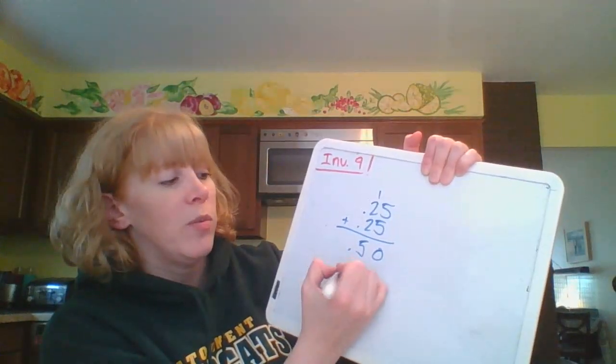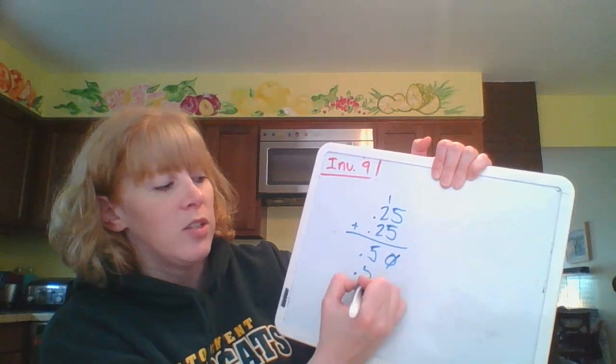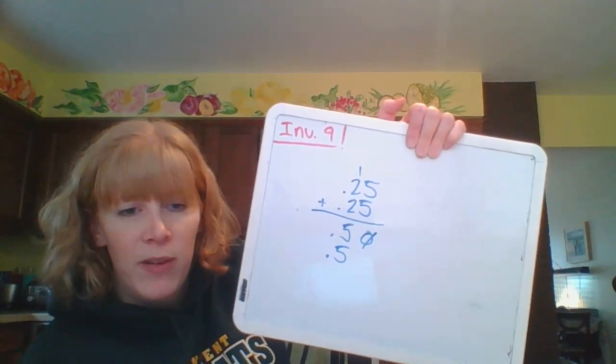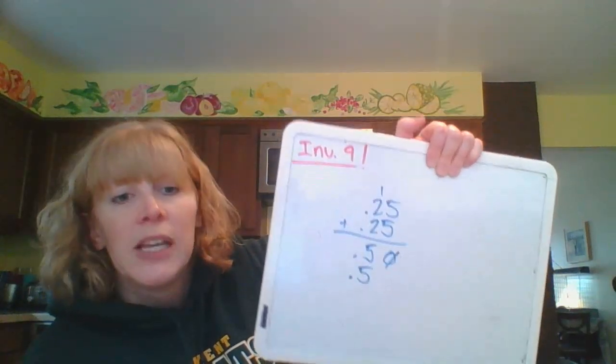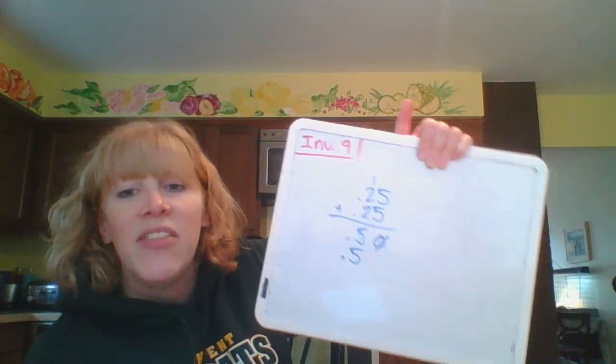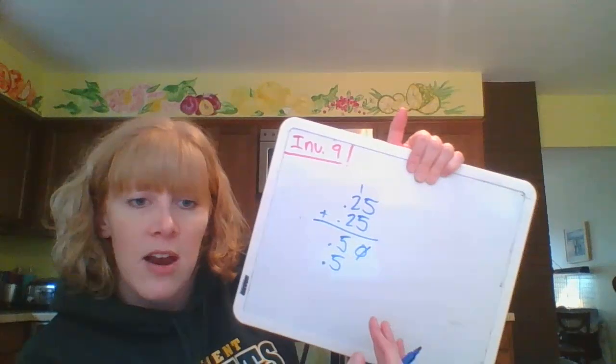it's 0.50. Remember, zeros after the decimal can be placeholders. So 0.50 and 0.5 are equivalent. So 25 hundredths plus 25 hundredths equals 5/10. It would be easier for me to figure that out writing it. Maybe that's not how it works for you. Maybe using those manipulatives was helpful. That is okay, whichever way you do it.